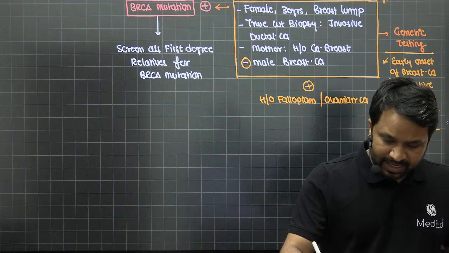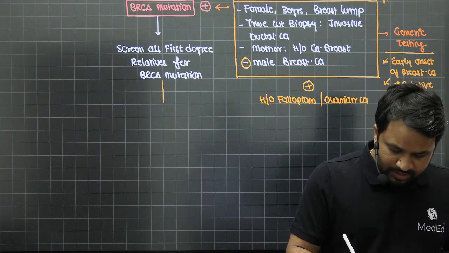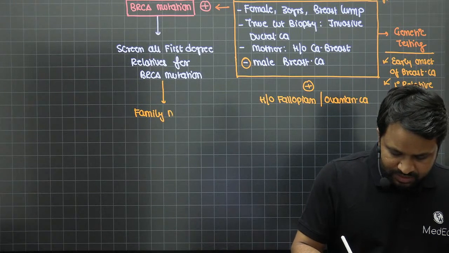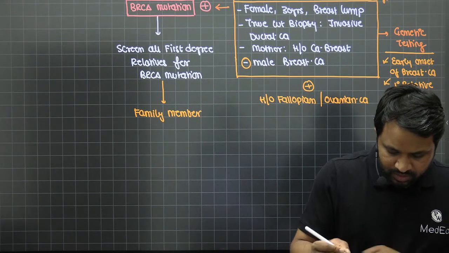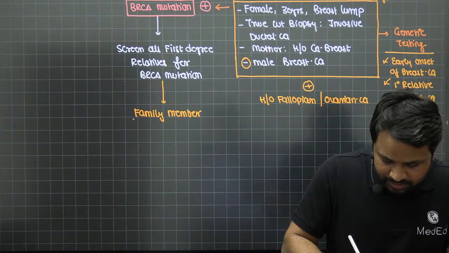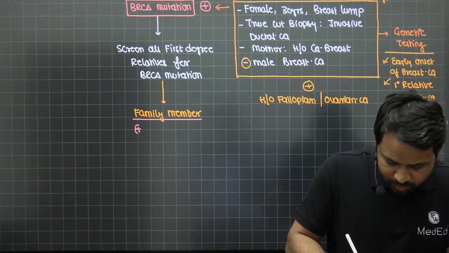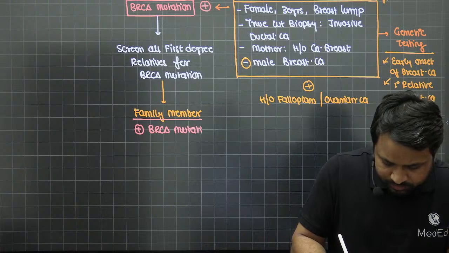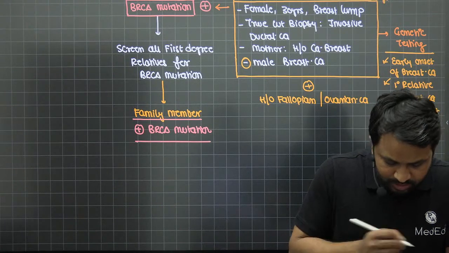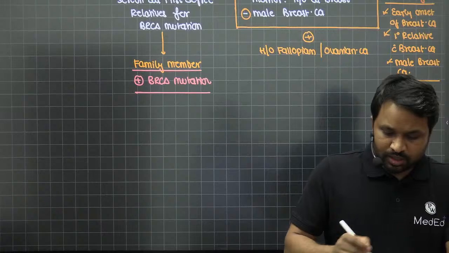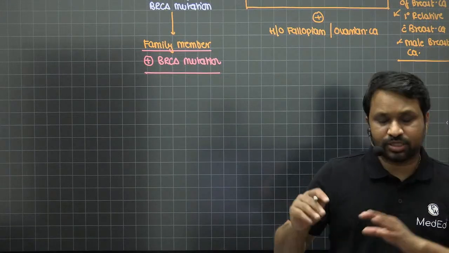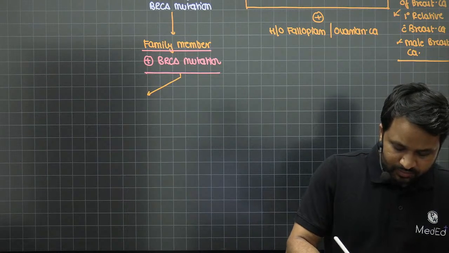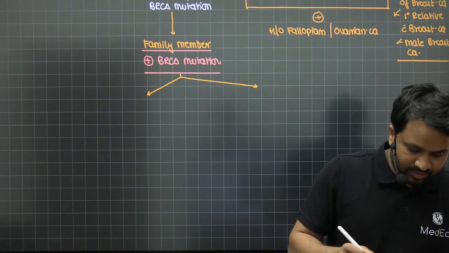Now, let's say one of the family members we have screened is found positive for a BRCA mutation. The minute you get this news that the patient's family member is positive for BRCA mutation, the first thing that you have to see is the family status of the patient.